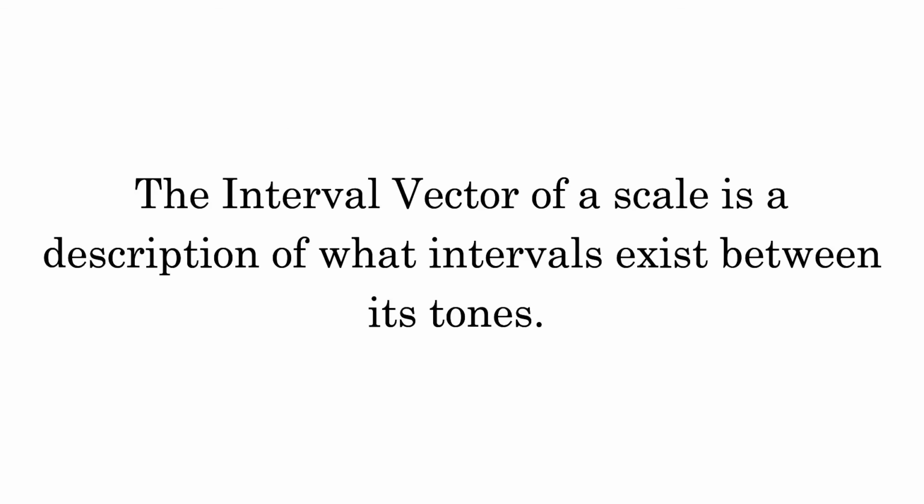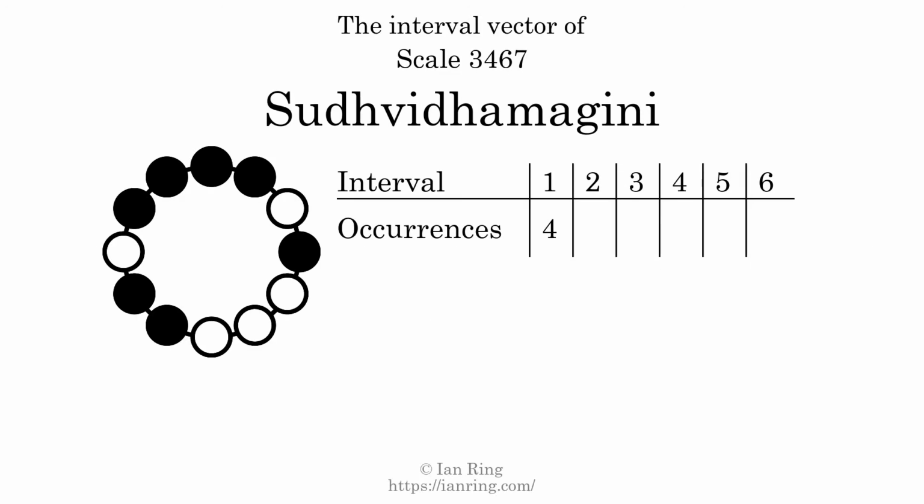The interval vector of a scale is a description of what intervals exist between its tones. There are 4 intervals with a size of 1 semitone. They are here, here, here, and here. There are 4 intervals with a size of 2 semitones. They are here, here, here, and here. There are 4 intervals with a size of 3 semitones. They are here, here, here, and here.